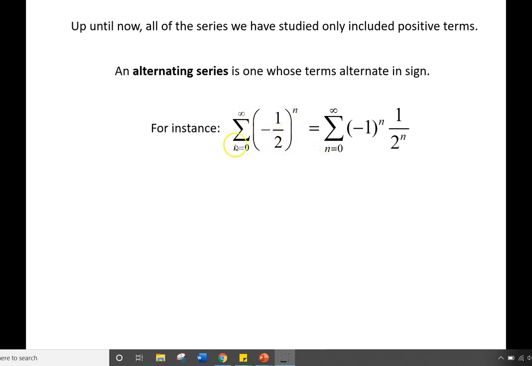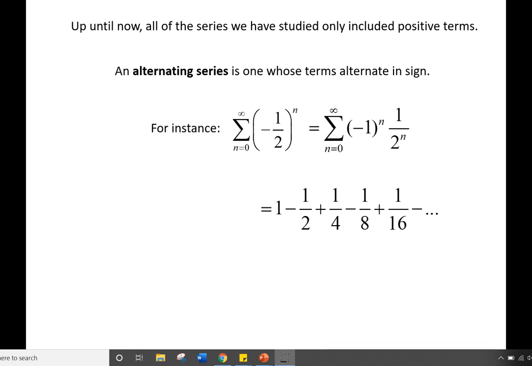Oftentimes, we see an alternating series. It could be written this way, but a lot of times we'll see it written this way, where they'll put the -1 to the n power in the front. Sometimes it'll say n plus 1. It depends on what this n value starts at, depending on whether they want it to start with a positive term or a negative term. But this -1 to a power in the front, and then the rest of the series after it, that's a good indication that you're working with an alternating series. But as soon as you see that the signs are changing, you're working with something that's alternating.